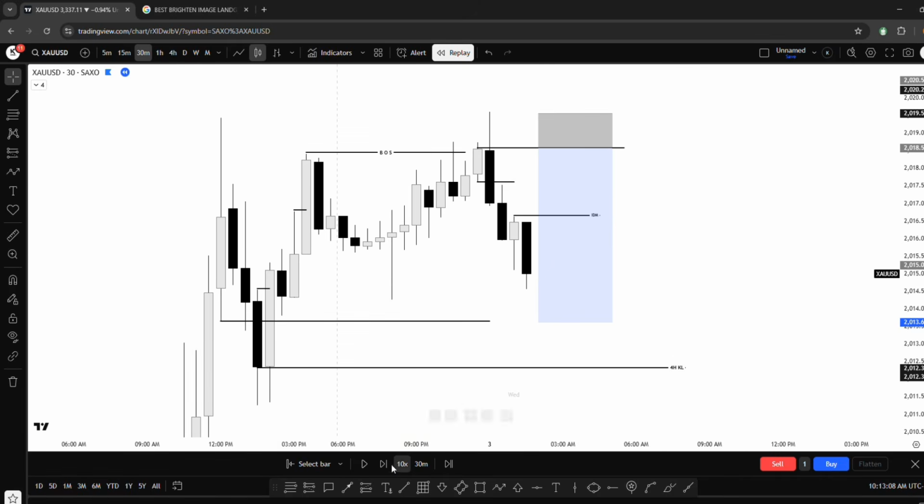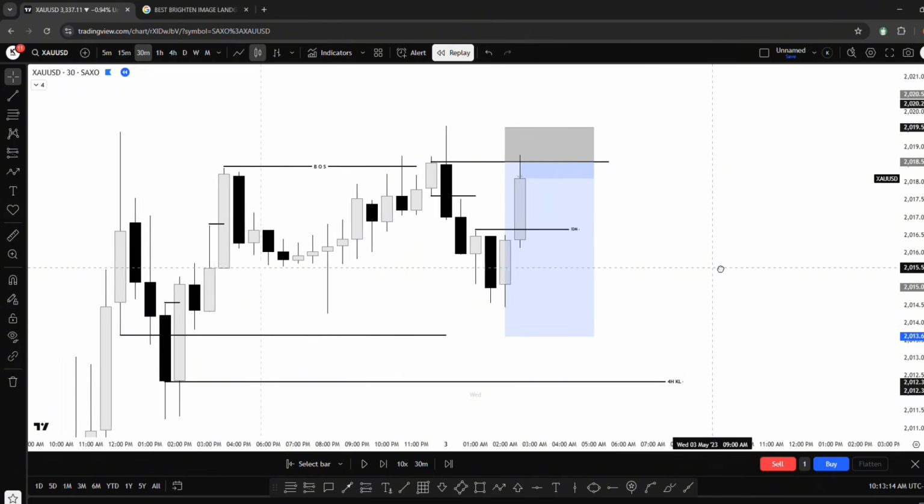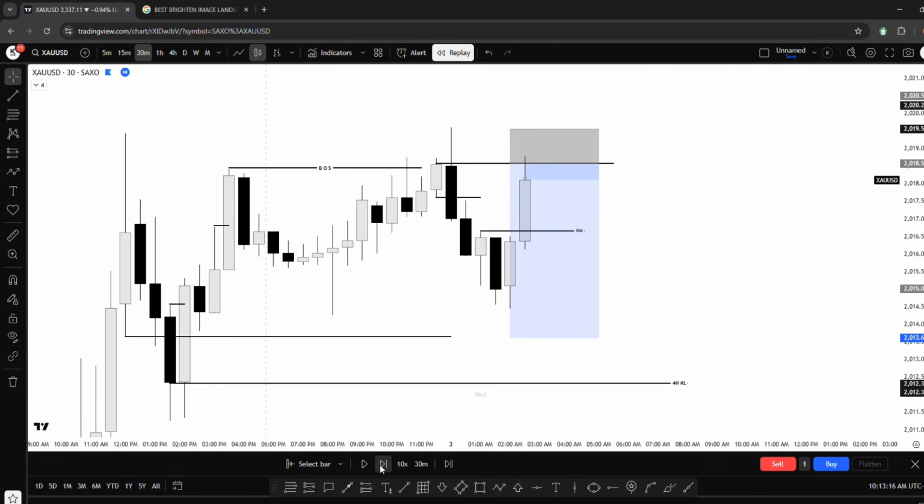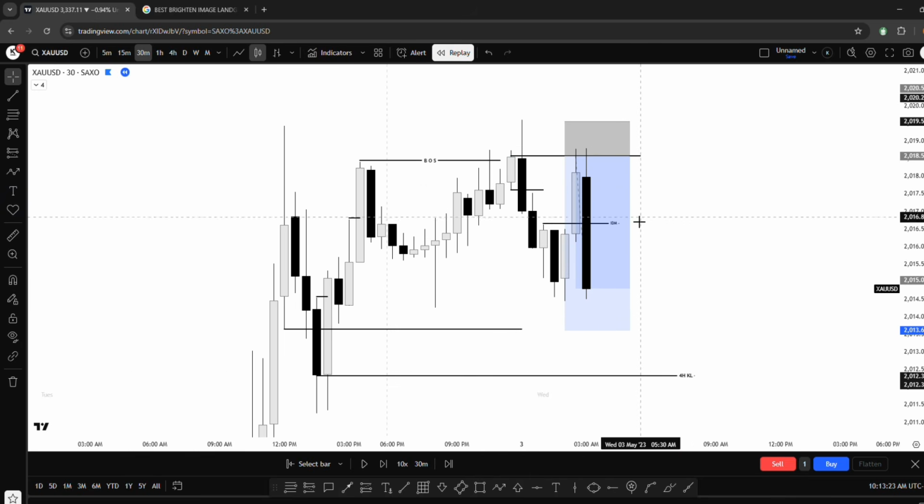Okay, so let's play price and see what we've got. All right, so that's a nice tap, and obviously we'll wait and see what is happening. All right, so that's a nice push to the downside.